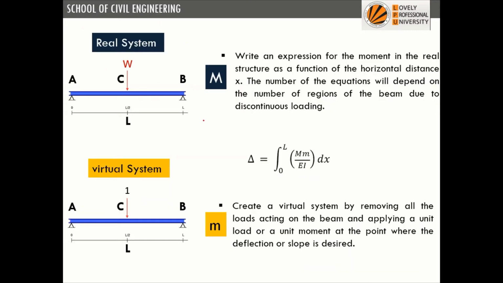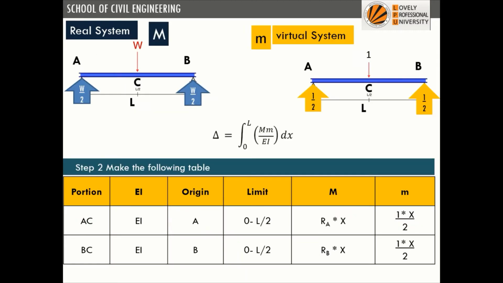So now we will split this structure into two parts. The first one is the real structure, the other one is the virtual system. And we have to use this expression, right? So with the real system, we calculate the value of capital M. Real structure means the problem that is given in our question. How do we create a virtual system? Simply remove all the loads and apply a unit load at the point where deflection is required. So now this is our real system and this is our virtual system.